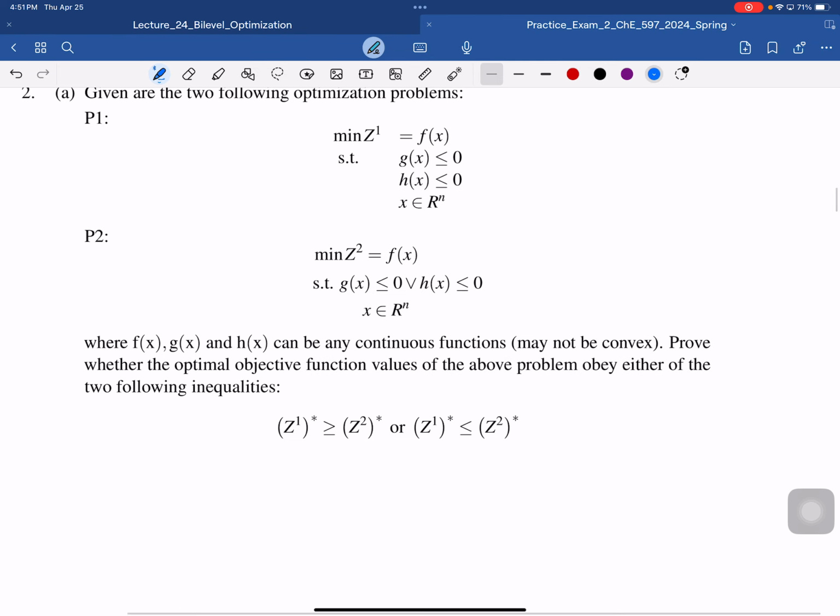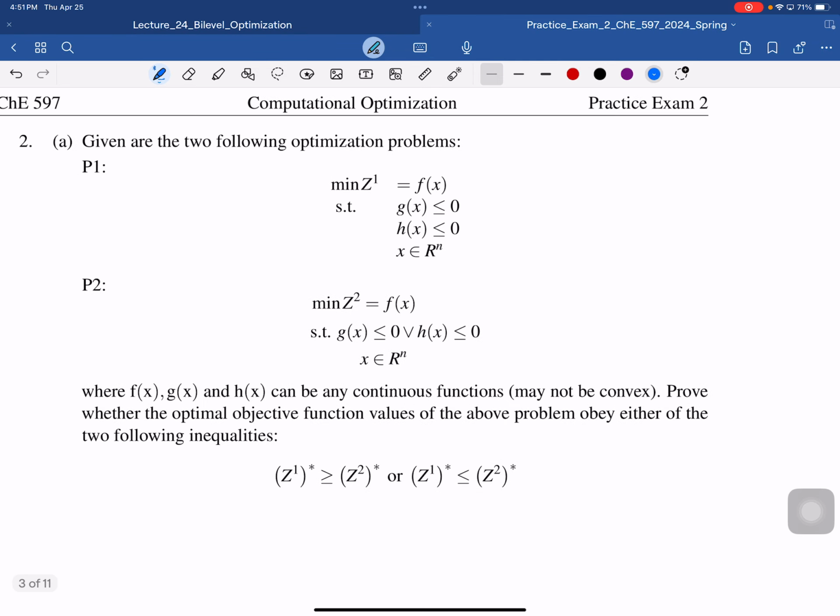Here we gave you 2 optimization problems, right? The first one has 2 sets of constraints, g of x less than or equal to 0, h of x less than or equal to 0. And the second one is a little bit different. It's like a disjunctive constraint, right? Either g of x is less than or equal to 0 or h of x is less than or equal to 0. So this is almost too trivial to prove here, right?